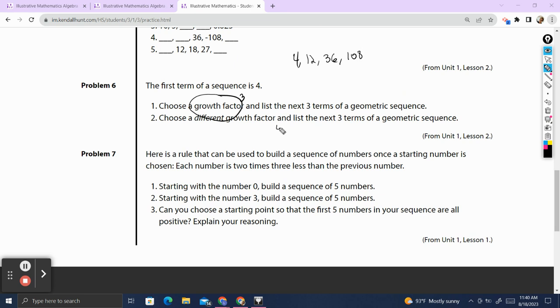Let's do it again. Choose a different growth factor and list the next 3 terms of a geometric sequence. I'm going to say 1/2 as my growth factor. So 1/2 times 4 is 2, times 1/2 is 1, times 1/2 is 1/2, times 1/2 is 1/4, times 1/2 is 1/8, and you can continue it. I did more than 3 terms. There are an infinite number of growth factors you can choose from. Go ahead and choose some and try it on your own. Our last problem, problem number 7.